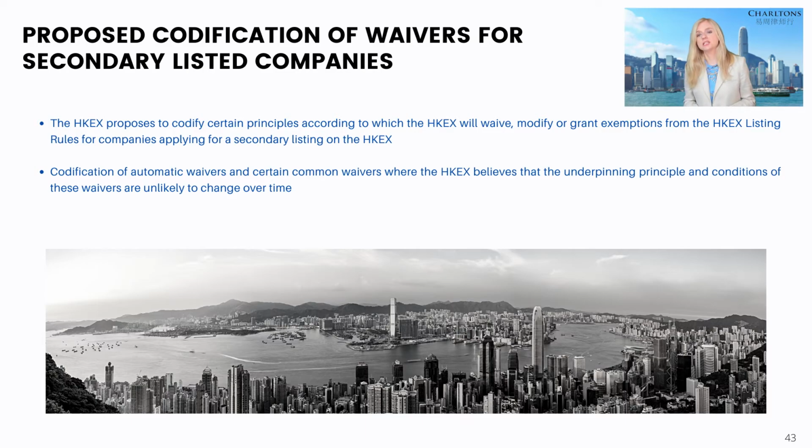The Hong Kong Exchange proposes to codify in the listing rules the automatic waivers and certain common waivers in circumstances where the Hong Kong Exchange believes that the underpinning principle and conditions of these waivers are unlikely to change over time. The common waivers that will not be codified for secondary listed companies are the same as those which will not be codified for companies dual primary listed on the exchange.